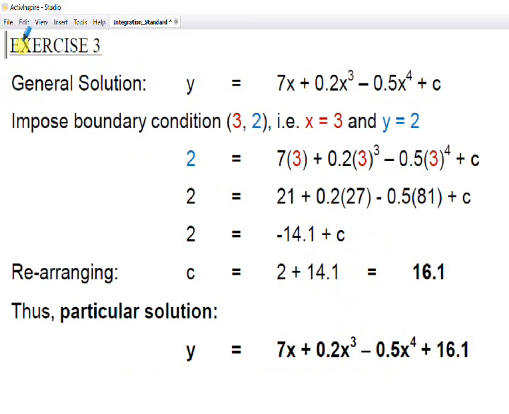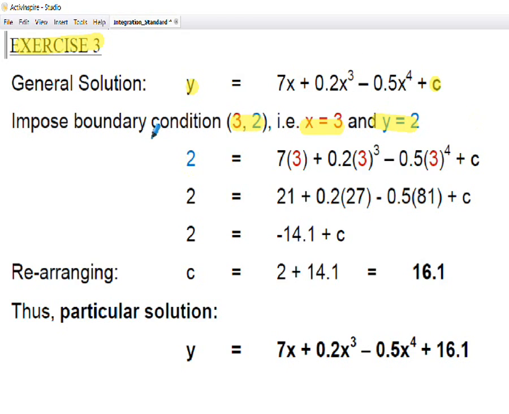Continuing exercise 3 here, I've just repeated the general solution for convenience for y there. We're now going to find the constant c. We know from the question the boundary condition is (3, 2), x is 3 and y is 2, and all we do now is put those values into the general solution.